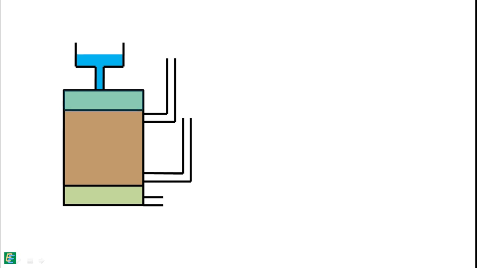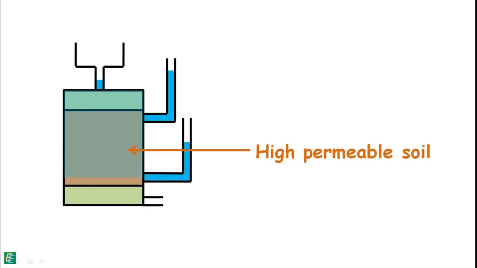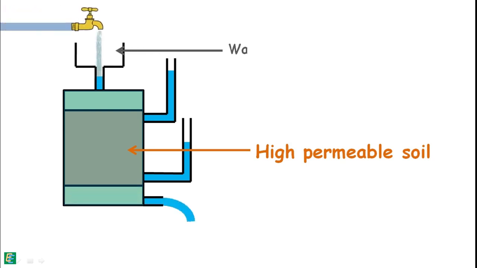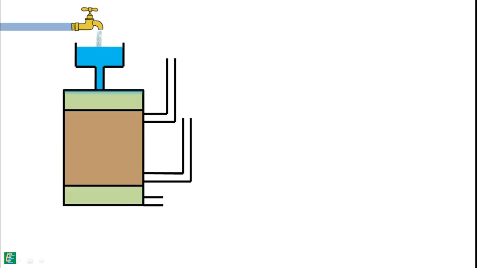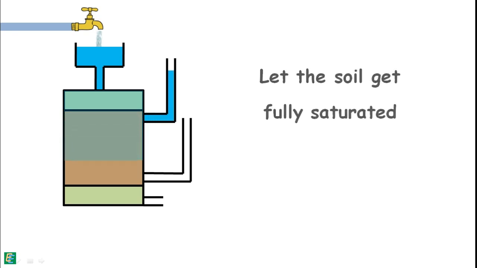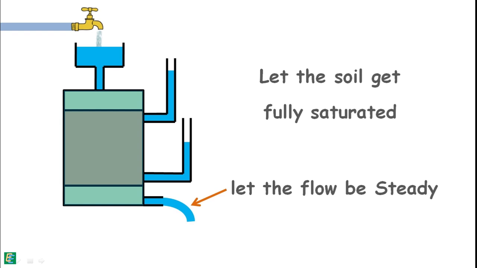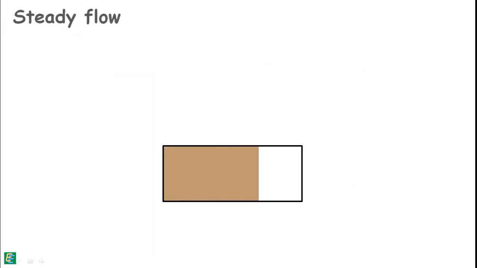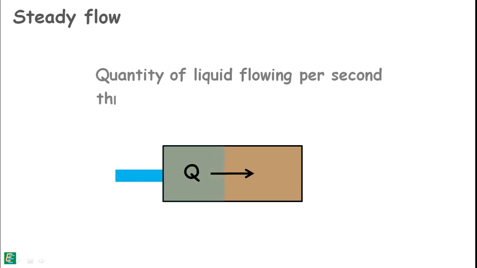The inlet of the instrument is then connected with a constant head water reservoir and water is released into the soil sample. When water flows through the soil, the water level in the reservoir tends to decrease fast because the soil we took is highly permeable, so a high amount of water will flow through it. But with proper arrangement, the water level in the reservoir must be kept constant. Before beginning the experiment, we first let the soil sample get fully saturated, and even after that, we allow the water to flow out for some time so that a steady flow can be attained. A steady flow is one in which the quantity of liquid flowing per second through any section is constant.